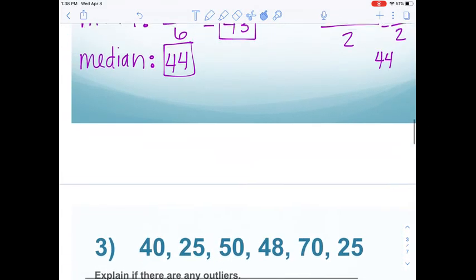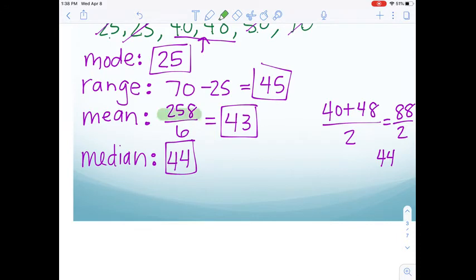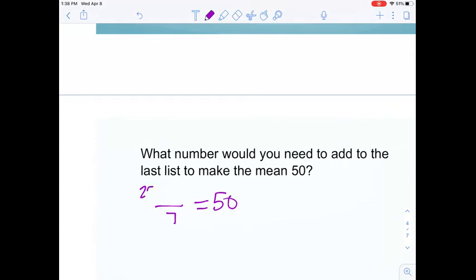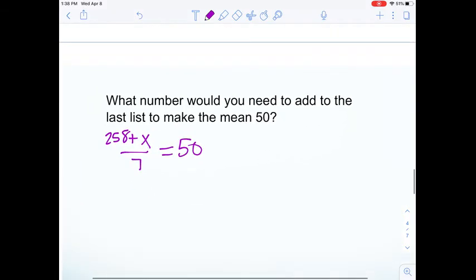When we found the mean before, when we added them all together, we got 258. So I'm going to take 258, that was when there were 6 numbers, plus one more number, but we don't know what the number is, so I'm going to do plus x. Now I have my equation set up. Again, 50 was the mean. 7 is how many data points there were. 258 was the total of the 6 data points, and this x is the 7th. We need to figure out what that 7th number is going to be.